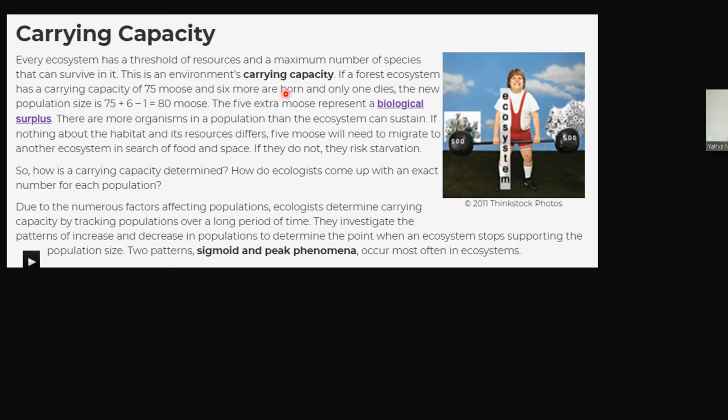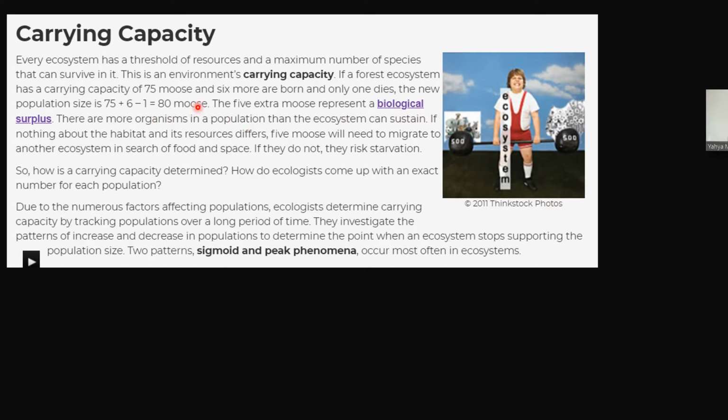So if 6 are being born and only 1 dies per year, then the population is going to go up by 5. So the next year, there's going to be 80 moose. This is above the carrying capacity, so that environment cannot sustain 80 moose for a very long period of time. Pretty soon, this extra amount of moose, the 5 extra moose, the biological surplus, are going to start to eat more of the trees, more of their food than they really should be eating.